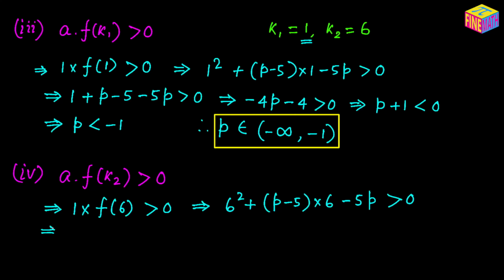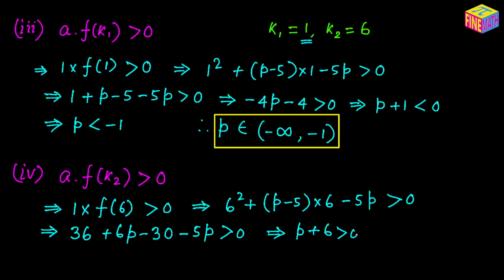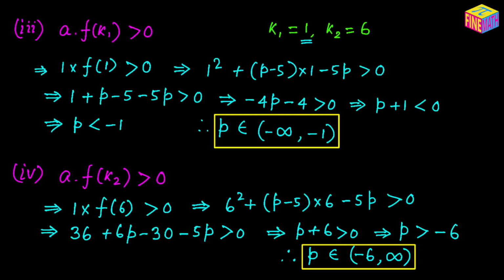And then if we simplify further, what are we going to get? We are going to get 36 plus 6 times p minus 30 minus 5 times p, and from here we have positive 6 times p and negative 5 times p, so that would be just a positive p, and then positive 36 and negative 30, so that would be positive 6. This is greater than 0, and from here we see that p has to be greater than negative 6. So we can say that p must belong to the set negative 6 to positive infinity, and that is the final solution set that we needed to find out.